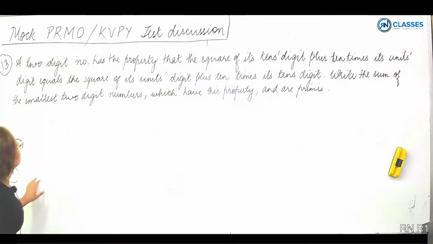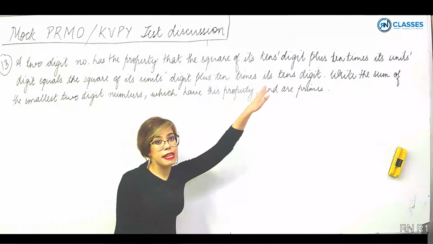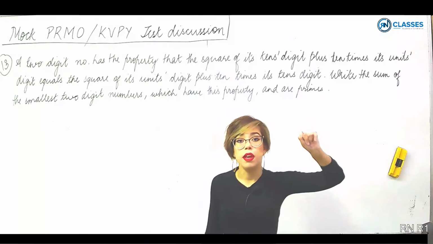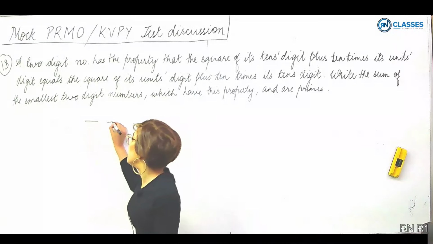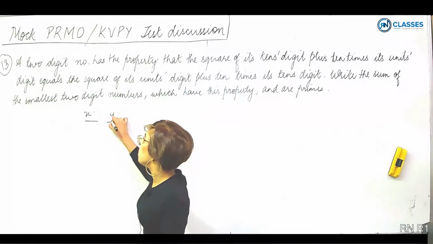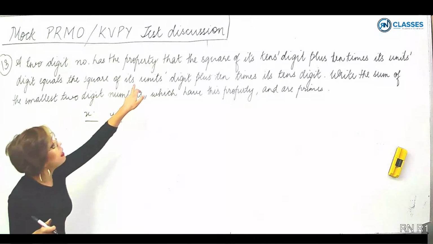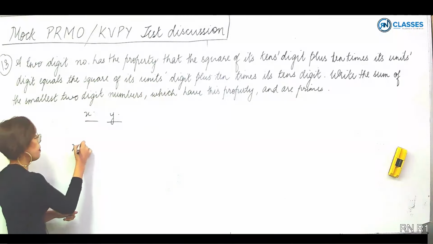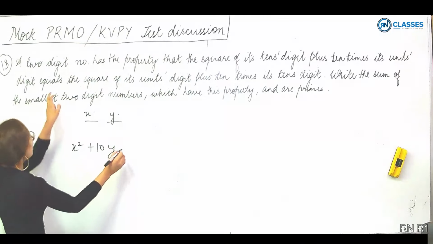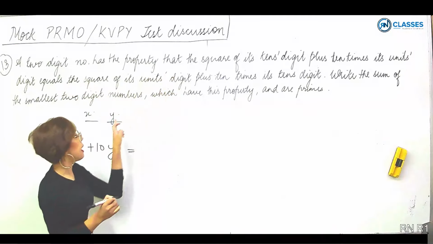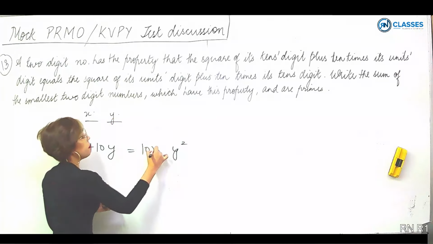Alright, the next one. A 2-digit number has the property that the square of its 10th digit plus 10 times its unit digit, and so on. Basically, I need to talk about the 10th digit and the unit digit. So I will suppose my 10th digit to be x and my unit digit to be y. This is my 2-digit number. Now he says it has the property that the square of its 10th digit, x square, plus 10 times its unit digit, so plus 10y, equals the square of its unit digit, that means y square, plus 10 times its 10th digit, that means 10x.